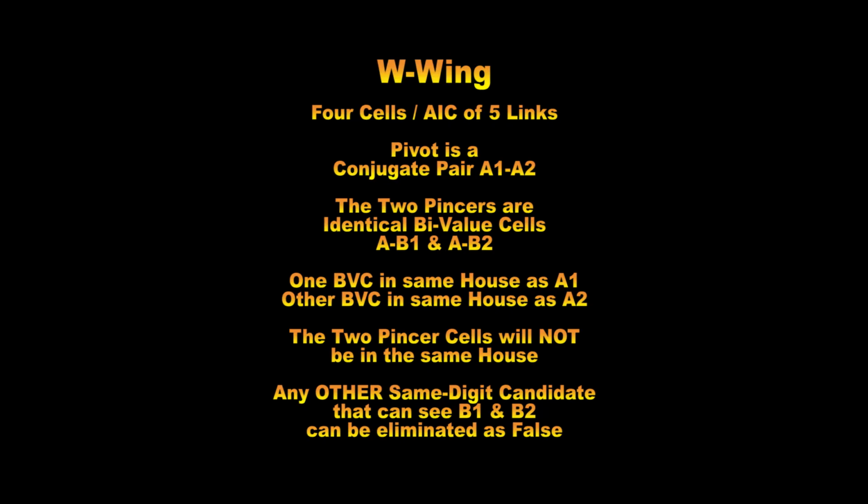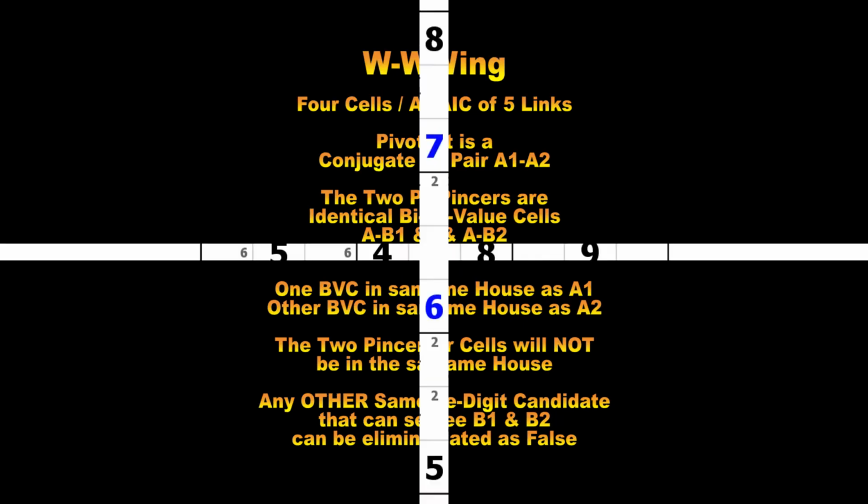Now, understanding the logic of W wings is simple, but finding these things in puzzles can be tricky. So let's take a look at some real examples and some real puzzles so that we can familiarize ourselves with the many possible configurations and oftentimes odd shapes that these things can take.